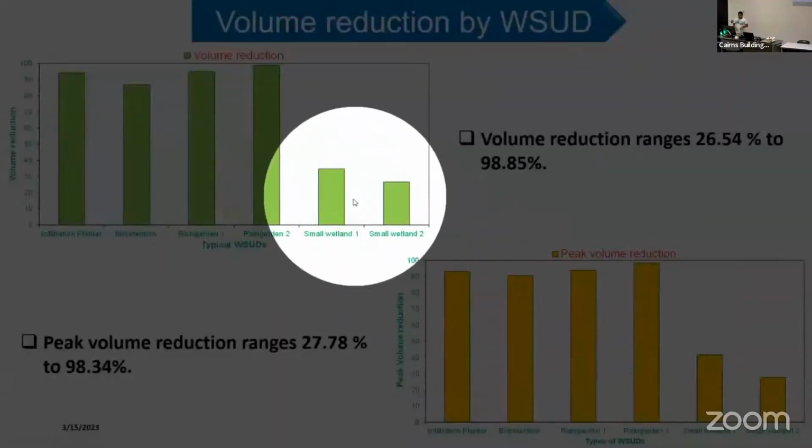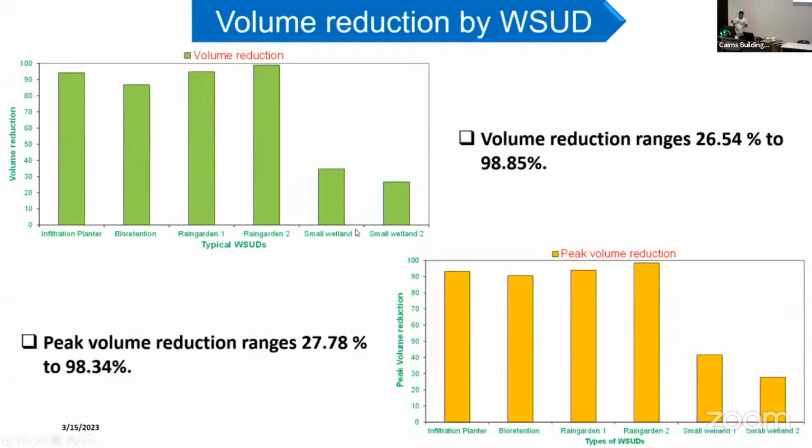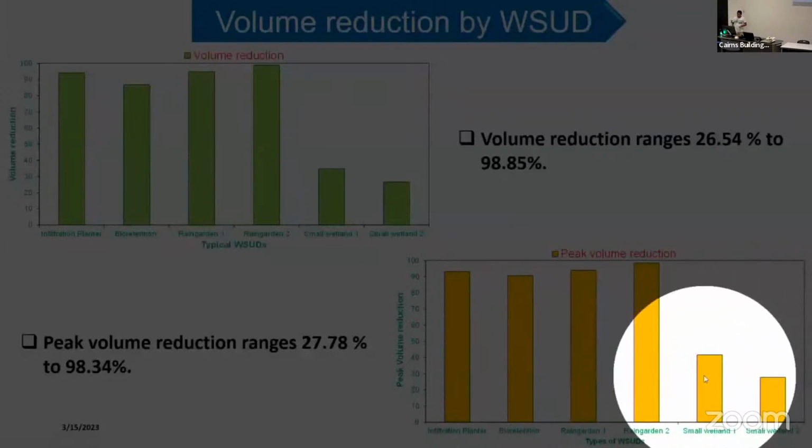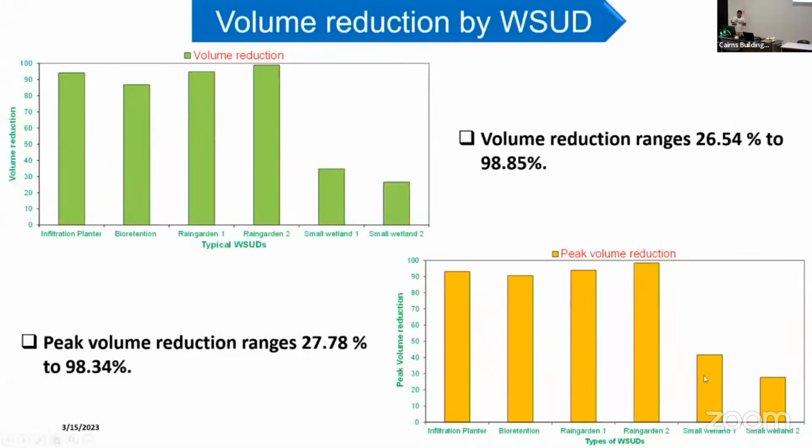But we can see the small wetlands have a really low volume reduction as well as peak flow reduction. What we saw is that the performance of these systems was dictated by many factors. One of them was definitely the processes involved within that technique, because these two wetlands were just a retention basin.